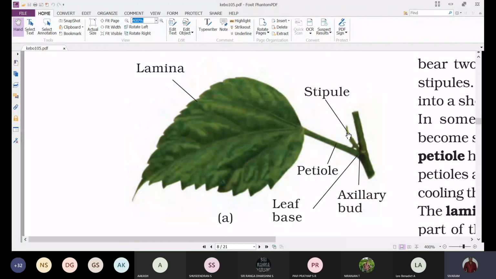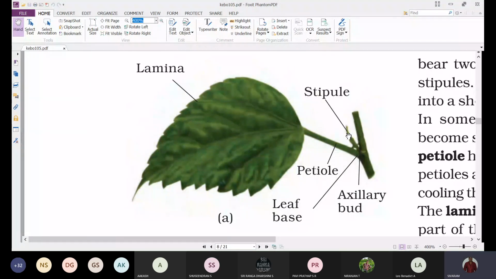These stipules protect the leaf from dehydration when the leaf is in a young condition, that is, when it is just formed. At that time, the stipules present at the leaf base cover the leaf and protect it from dehydration, that is, from drying up.